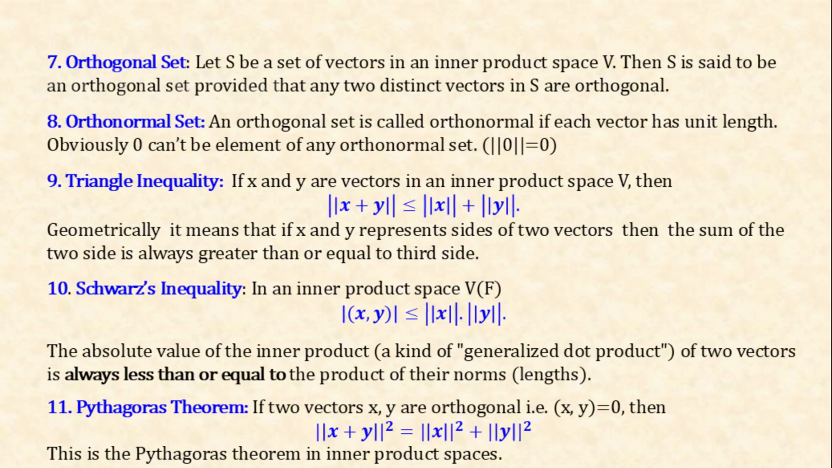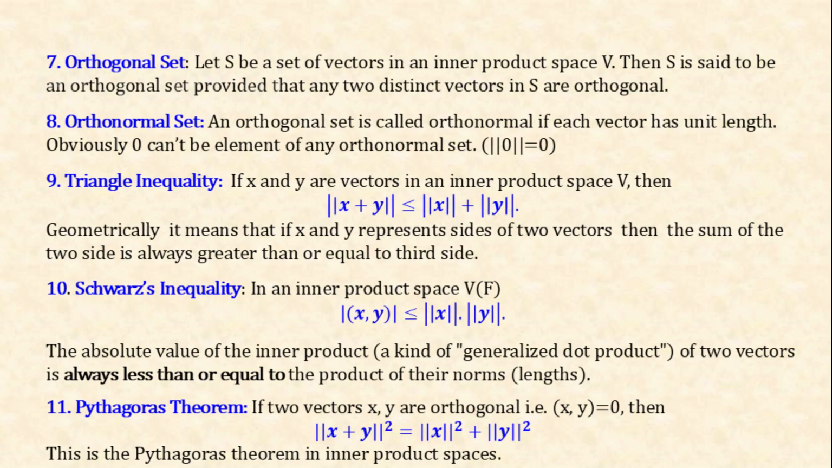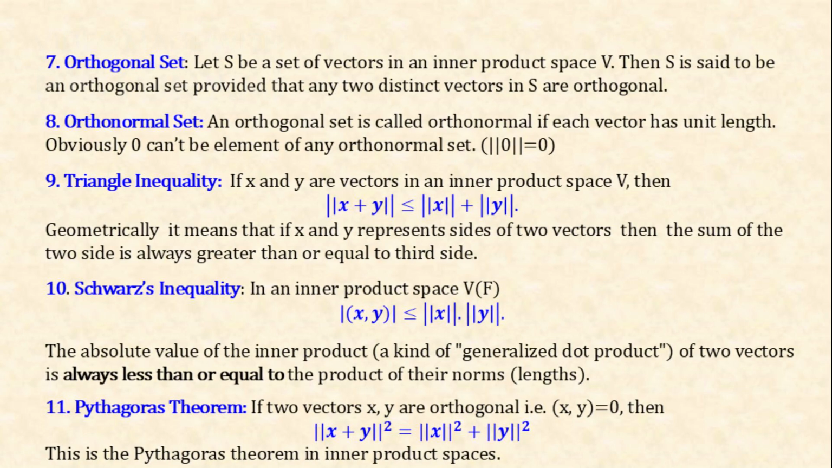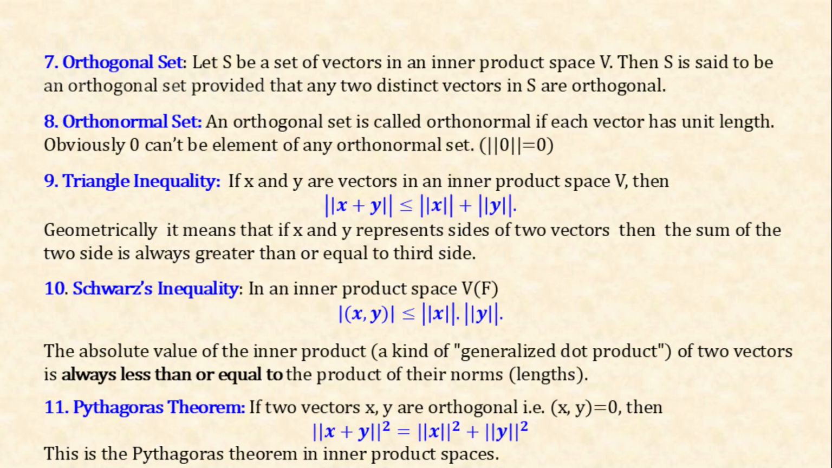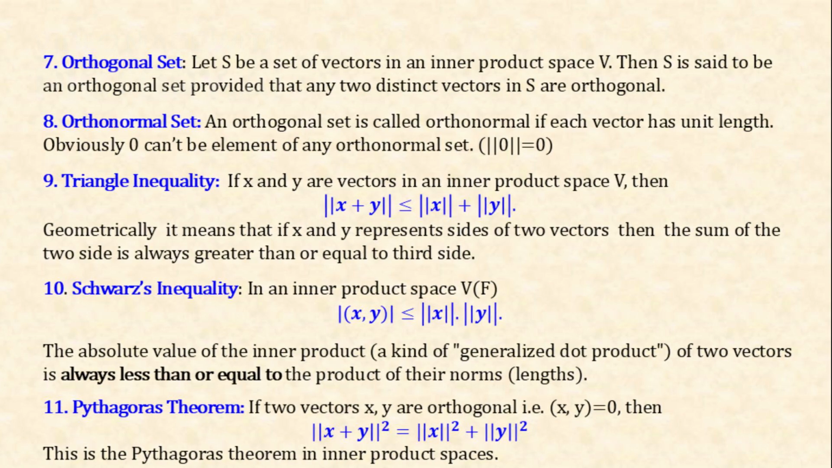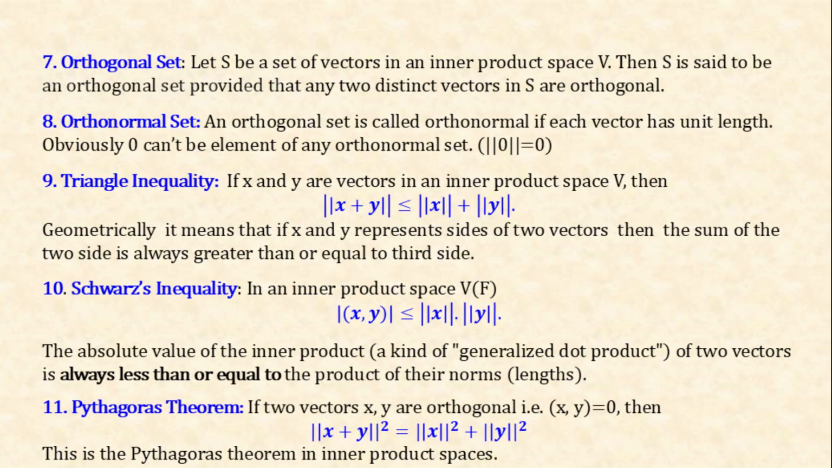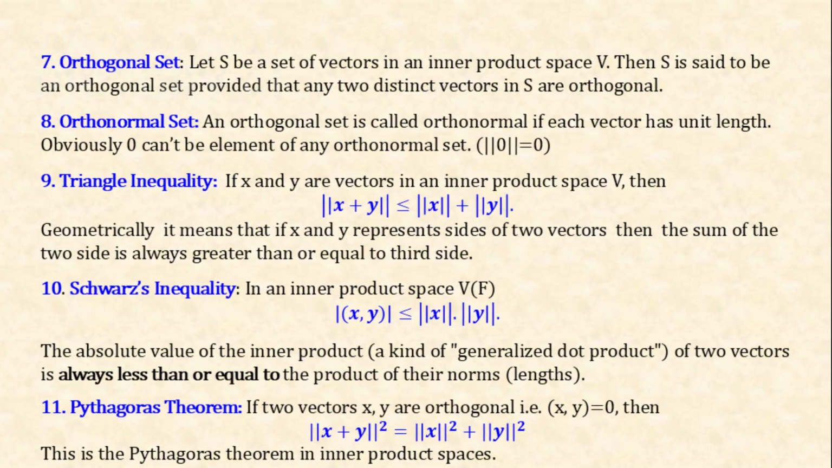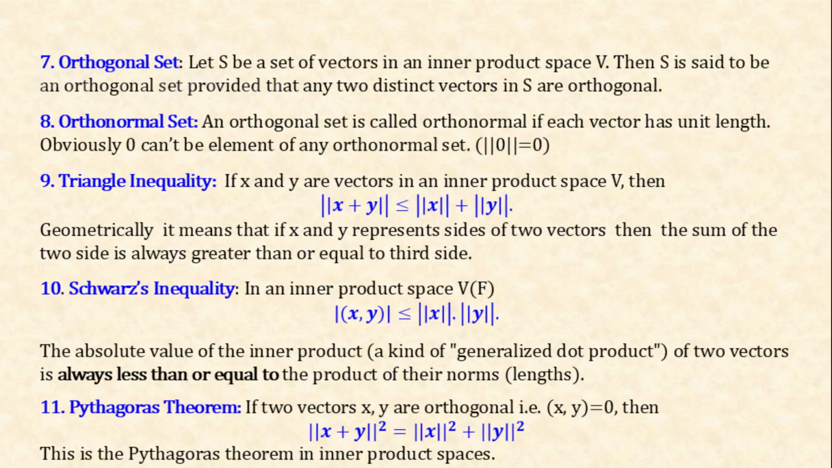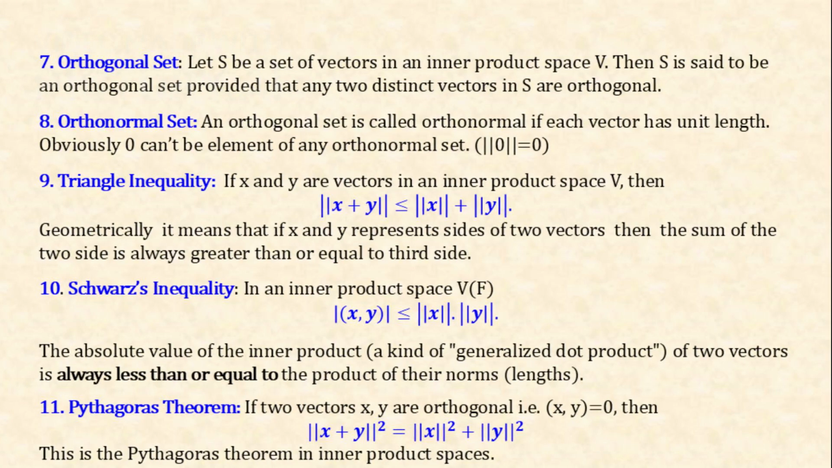Here we give some definitions. Orthogonal sets consist of mutually perpendicular vectors. Further, orthonormal sets are orthogonal sets in which all vectors have unit norm. The triangle inequality holds in inner product spaces, that is, if x and y represent sides of two vectors, then the sum of the two sides is always greater than or equal to the third side.